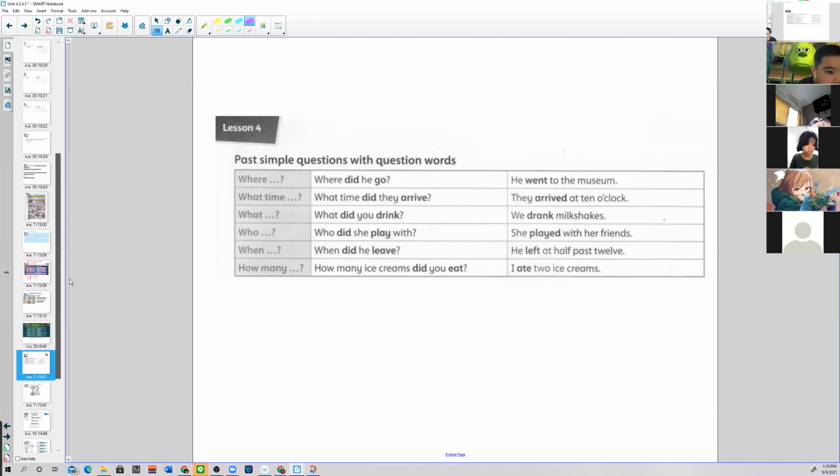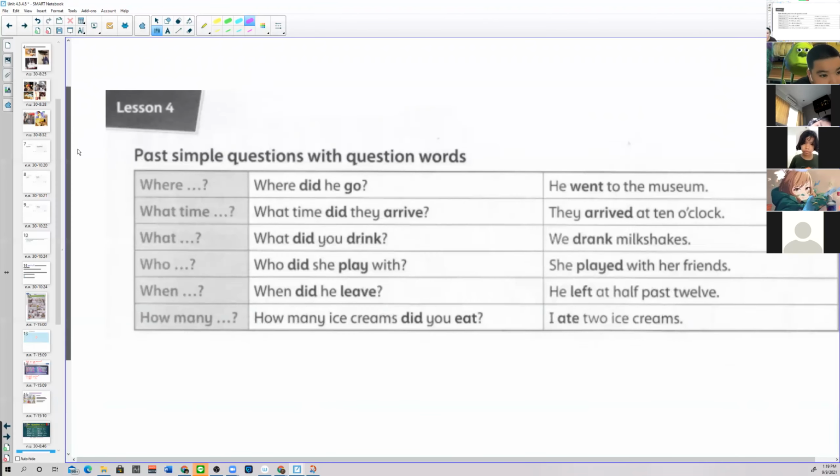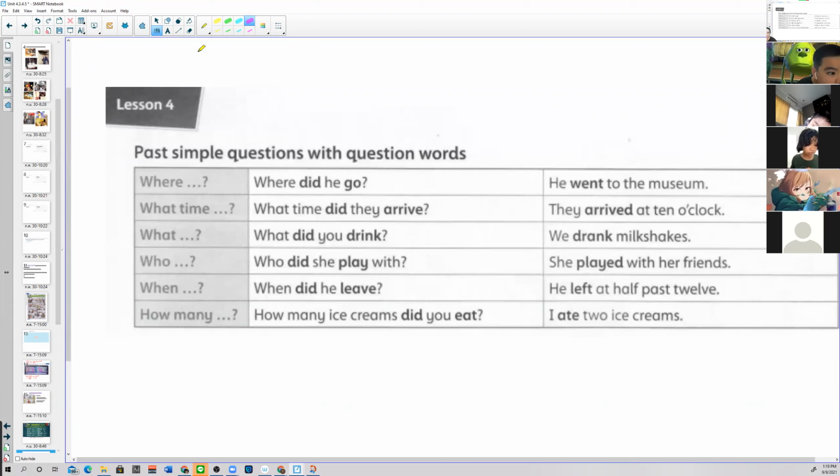Here is another. What do you say? You can learn the structure from each sentence here. Where did he go? He went to the museum. What time did they arrive? They arrived at 10 o'clock.